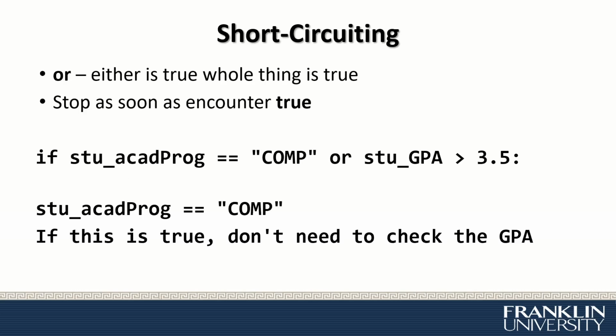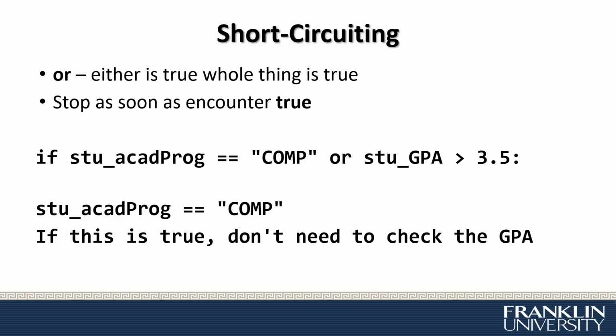What that means is, for the OR, it will stop as soon as it encounters a true statement. If I write a statement like this, if student academic program is equal to comp, or student GPA is greater than 3.5, if you're a computer science student and this is true, I do not need to know whether your GPA is greater than 3.5 or not, because I know the whole expression is going to be true. So the student GPA greater than 3.5 will not be checked.